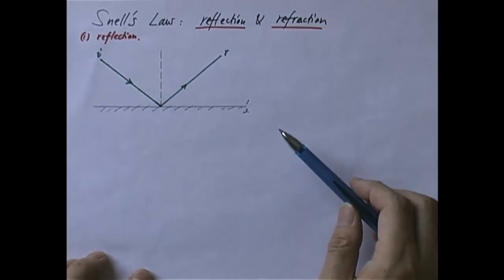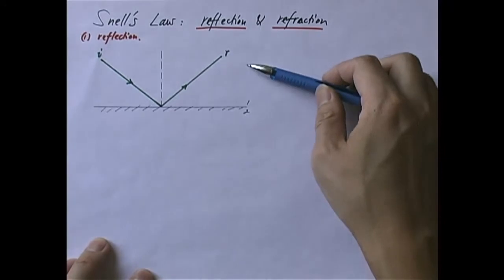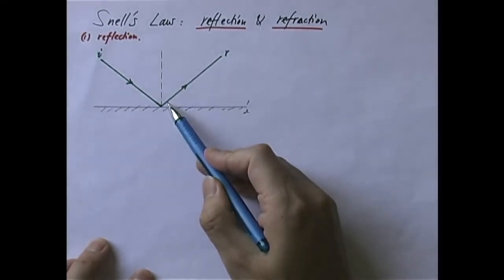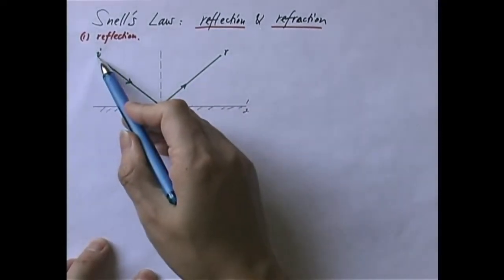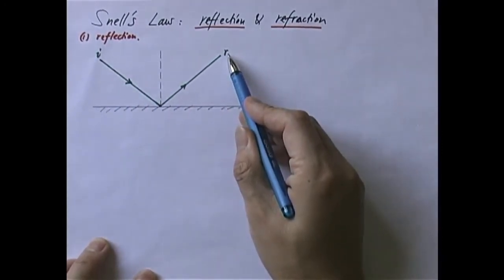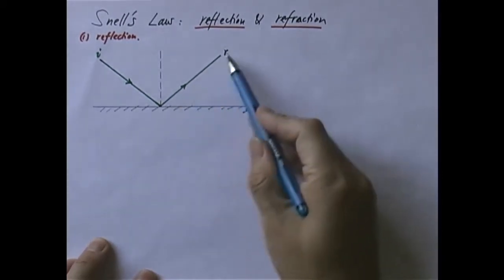And as light reaches a border between two media, say this is air, this is water, what's going to happen? Well, two things will happen. Light can reflect, so this is the incident light, I standing for incident light, R standing for reflected light, so that's reflection. So the first part of Snell's law is what happens to the reflected beam.